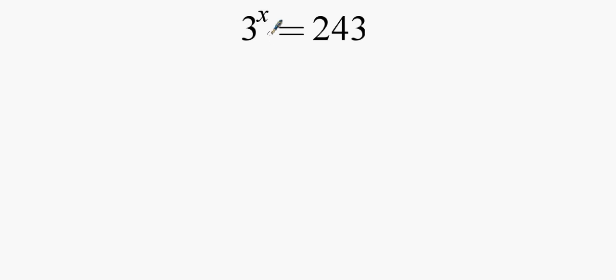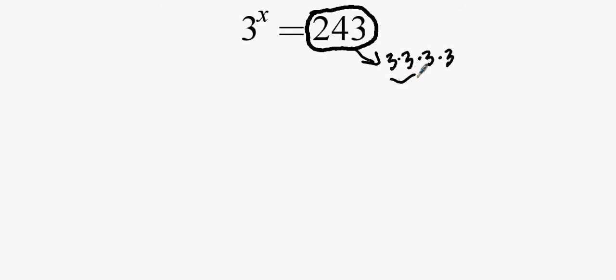Again, we have an exponential equation. We have 3 to the x, and we have 243. So I'm looking at this 243. Can I write this as a power of 3? I don't know yet, so let's start. 3 times 3 is 9, times 3 is 27, times 3 is 81, and then 81, let's multiply that by 3. Well, 1 times 3 is 3, 3 times 8 is 24, so 243.